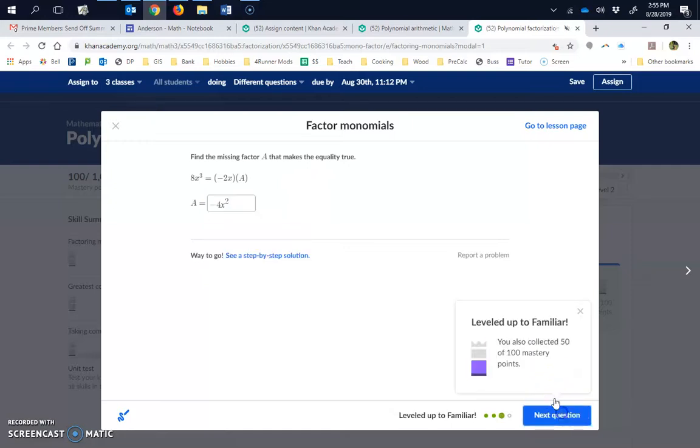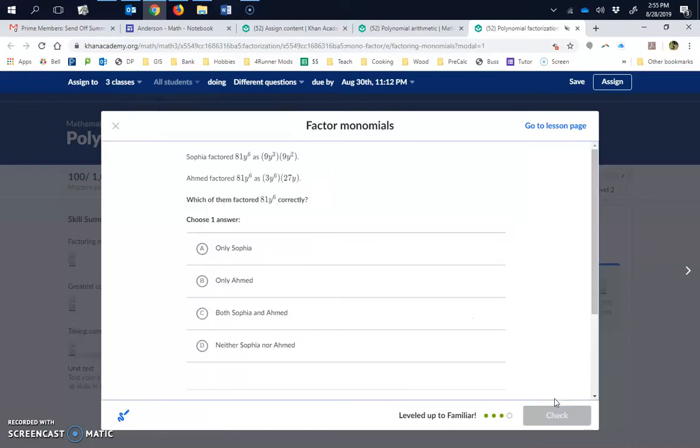All right, and now our last question. Okay, so another factoring one. We're trying to factor 80y to the 6. Well, I'm looking at the y's only right here. So y cubed, y squared. That adds up to 5. That is wrong. So Sophia is wrong.